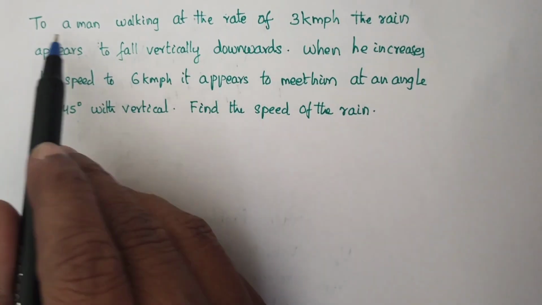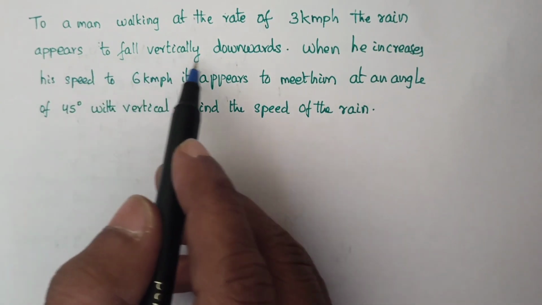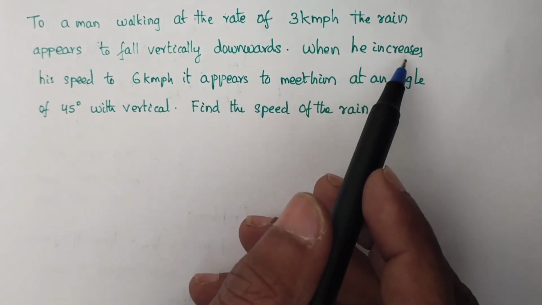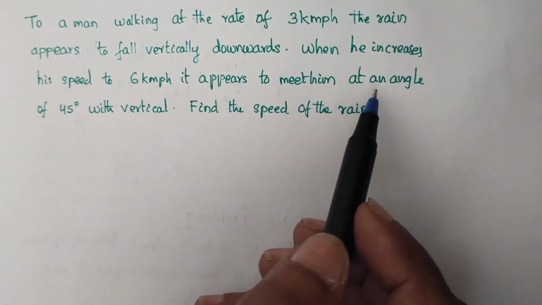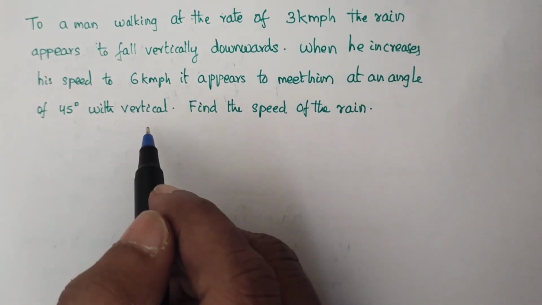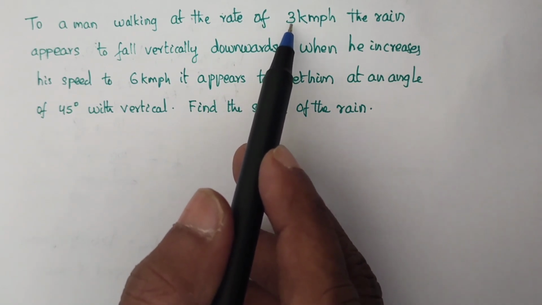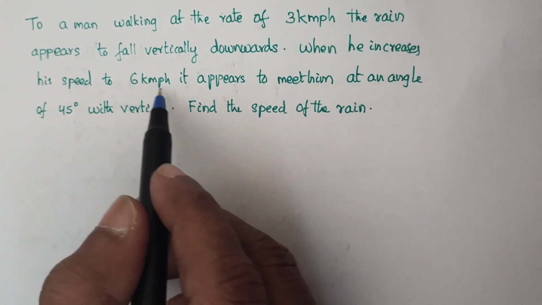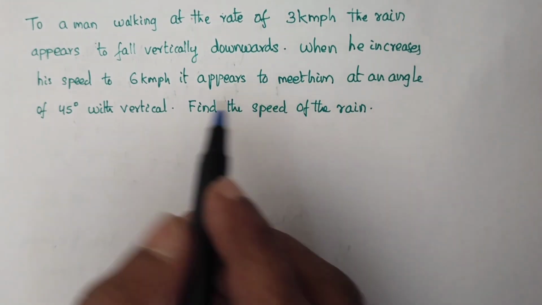Okay, students, let us see this problem. To a man walking at the rate of 3 km per hour, the rain appears to fall vertically downwards. So when he increases his speed to 6 km per hour, it appears to meet him at an angle of 45 degrees with vertical. Find the speed of the rain. So here in this problem you see there are two cases. One is the man walking with 3 km per hour, the other case 6 km per hour. But in both cases one is common, that is the speed of the rain.